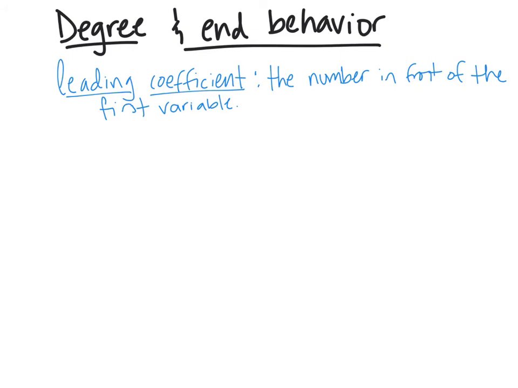So, for example, if f of x was equal to negative 2x squared plus 3x minus 5, which one of those is a leading coefficient? If you said negative 2, then you're right. You're totally right. That is a leading coefficient. It's the number in front of the first variable.